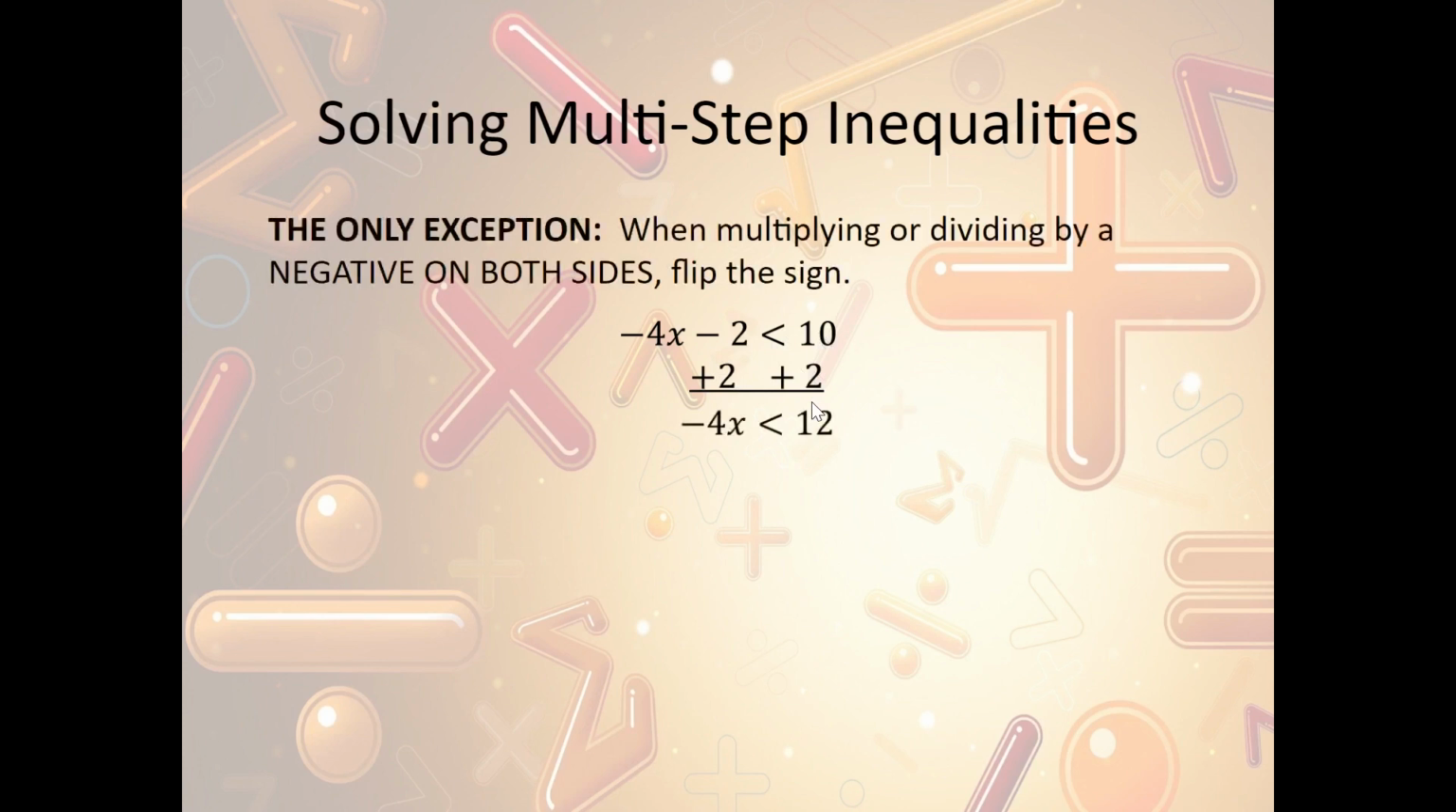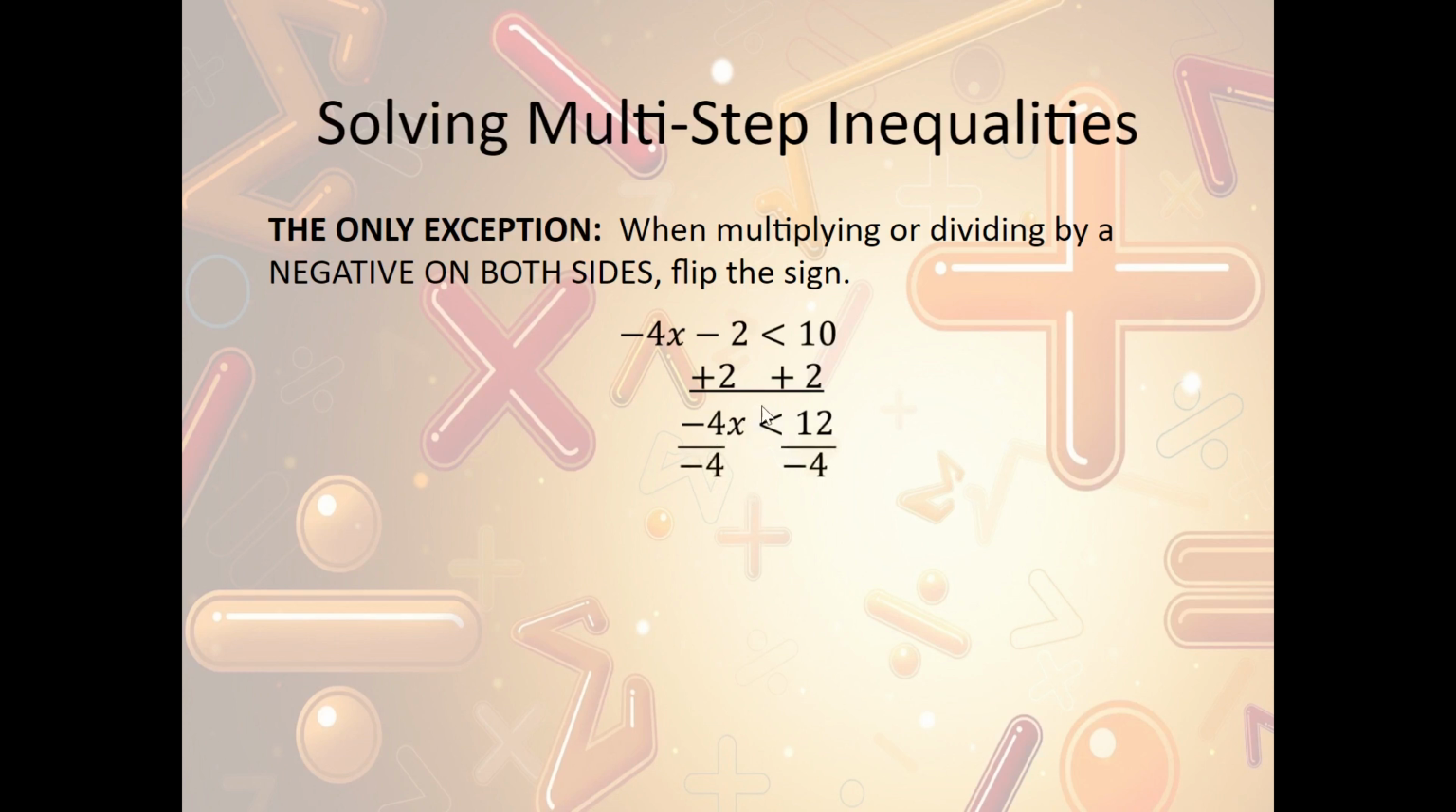Now here's the only rule that we need to know when we're dealing with this. We treat it like an equal sign. However, if we ever divide both sides or multiply both sides by a negative number, we need to flip the sign to go the other direction. So in this case, we're going to divide both sides by -4.